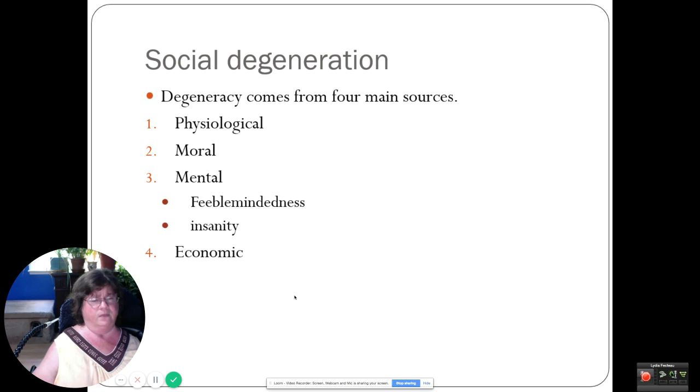The next one would be mental. This would be feeble-mindedness, again this all-encompassing, undefined term, and insanity. People that were mentally ill. And finally, there's economic, which is basically poverty. And poverty at that time was very severe.